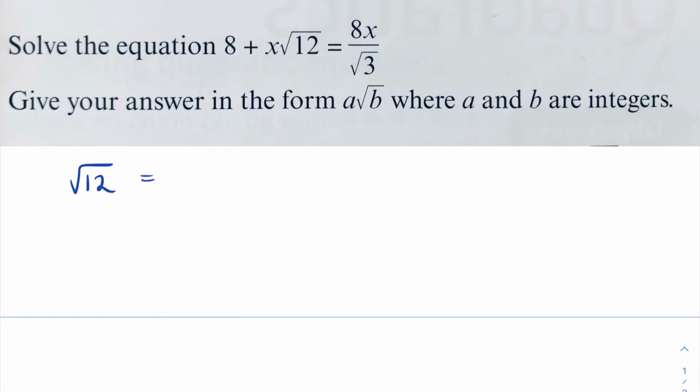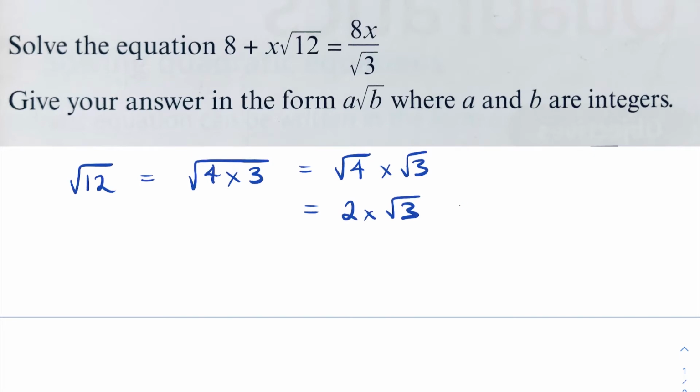Root 12 can be simplified because 12 has a square factor. That square factor is 4. So I can write 12 as 4 times 3. And I can separate surds, so I can do the multiplication outside. As long as it's multiplying or dividing, I can split the surd. Otherwise, you can't do it. So addition and subtraction can't be split in this way. So this allows me to write root 4 as 2 times root 3, or just simply 2 root 3. So that's that root 12 there.